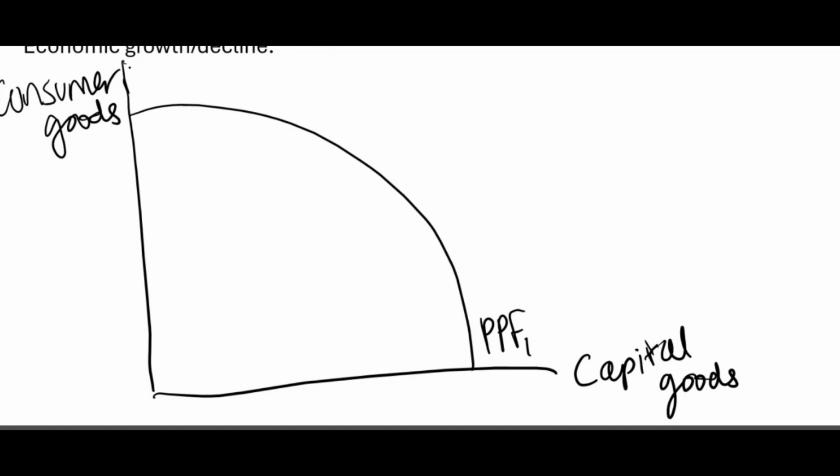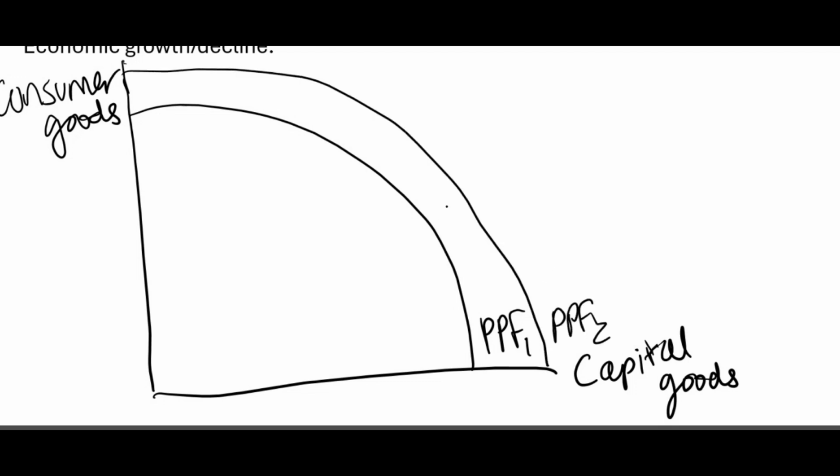If there was economic growth, what do you think is going to happen? Do you think this PPF is going to go down? The productive potential of the economy, is it going to increase or is it going to decrease? Increase. So yeah, the curve would shift that way, right? It's just going to be a bit difficult to draw. I'm going to try anyway. Okay, PPF 2. See, it's shifted out. That happens with economic growth.